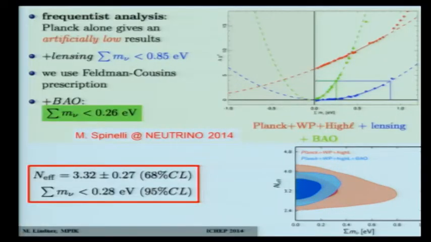So it just shows you this, what I call, murkiness of the exact limits that you get from these kinds of combinations. At the end of the day, according to experts, what you get these days for the effective neutrino number is 3.32 plus 0.7 at 68% confidence level, and the sum of the neutrino masses is claimed to be less than 0.28 electron volts.